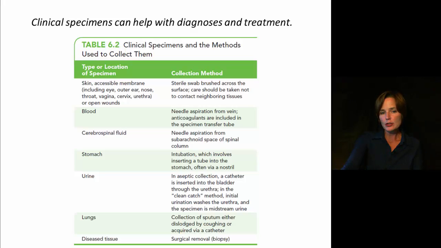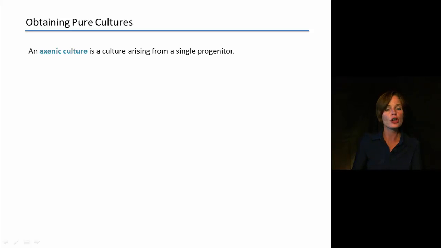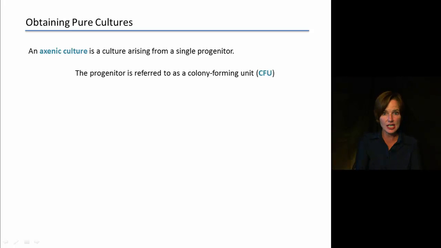Okay, so if we're able to obtain that clinical specimen, what we want to do with that is to then be able to obtain a pure culture. To obtain a pure culture, what we're saying is that we want a culture that is only made up of that particular microbe. This is what we call an axenic culture. That is a culture that comes from a single progenitor. That means one initial cell started that particular colony. And so a progenitor is referred to as a colony forming unit, or we abbreviate that as a CFU.